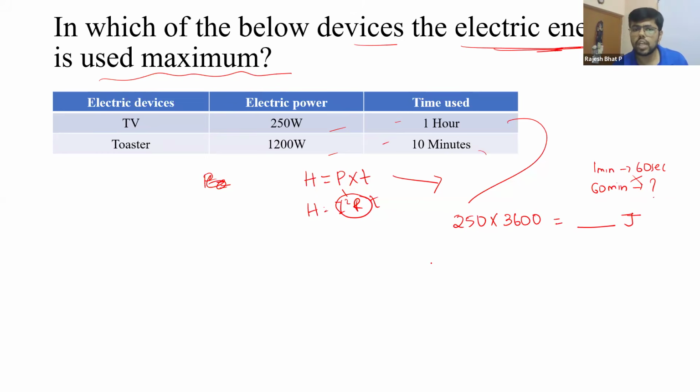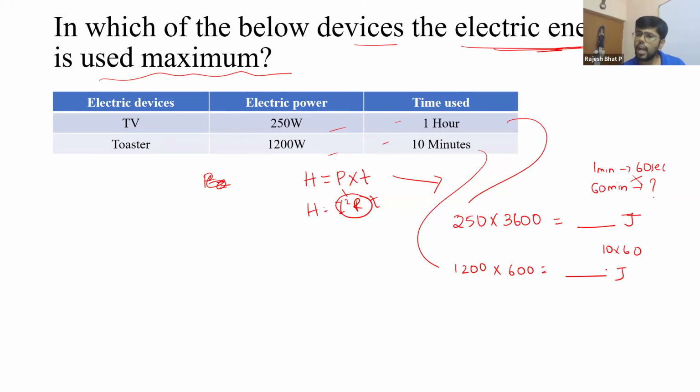So this one next, for the toaster. Okay, 1200 into 10 minutes. 10 minutes means how many seconds? For 1 minute, 60 seconds. For 10 minutes, how much? 10 into 60, which is nothing but 600. Okay. Now, let me multiply and see quickly. Firstly, what is 250 into 3600? So, it is 9, then double zero. So many joules.